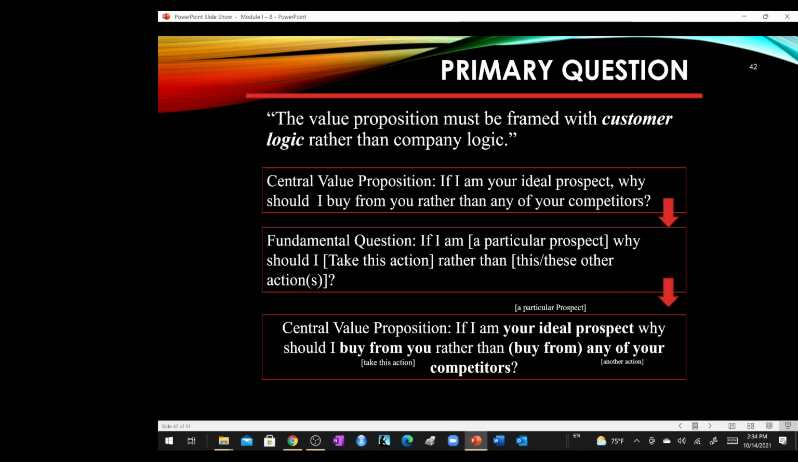Let's begin. The value proposition must be framed within customer logic. So this is the inverse perspective we were talking about. You put yourself in the shoes of the customer rather than the company logic. And this is why I always tell you, please start with the customer rather than the company itself. So first of all, it should be a central value proposition, just like in marketing.